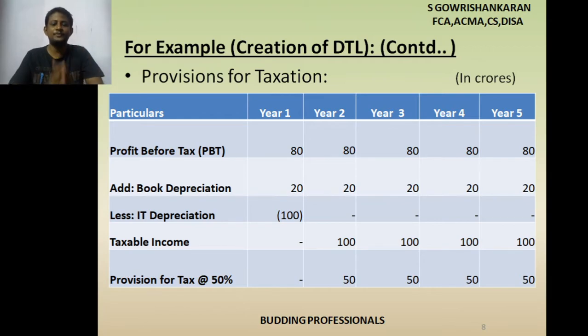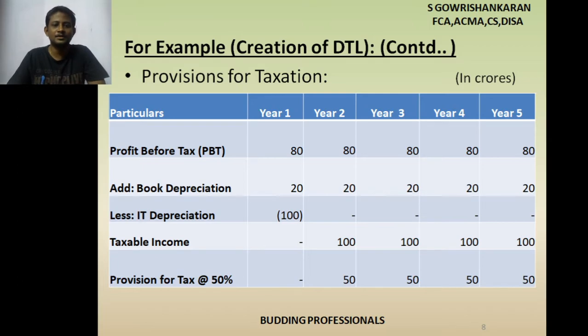My profit before tax is 80 crore plus 20 crore depreciation, equal to 100 crore. Minus 100 crore IT depreciation. Equal to taxable income of how much? Nil. 80 plus 20 minus 100 equals 0. Taxable income is 0, so my provision for taxation is nil.